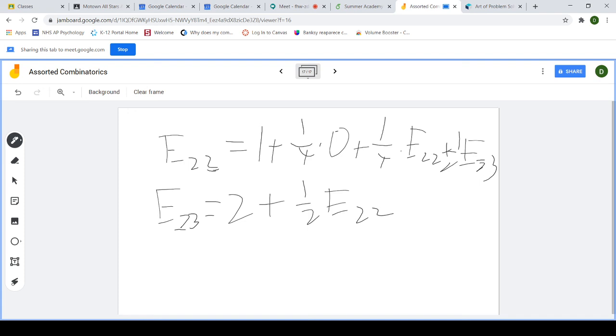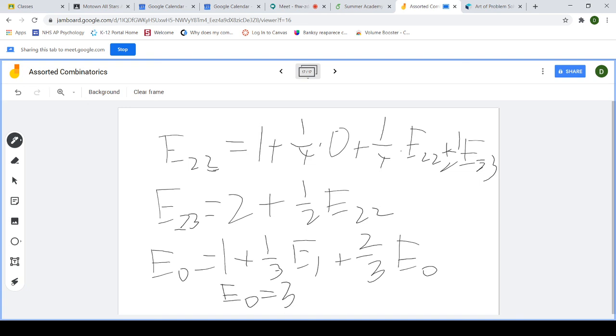Another different one is E0. This is because once we're at the fence, we cannot move down. Once we take one jump, we have a 1 in 3 chance of going to E1, and then a 2 in 3 chance of staying at E0. So by simplifying this, I believe we get E0 is equal to 3 plus E1.